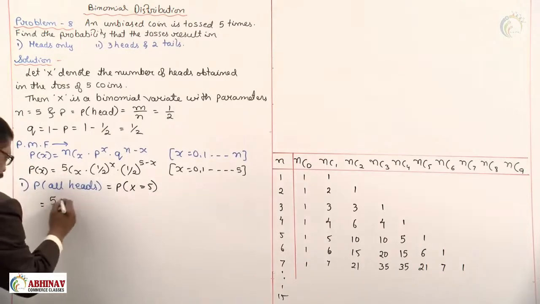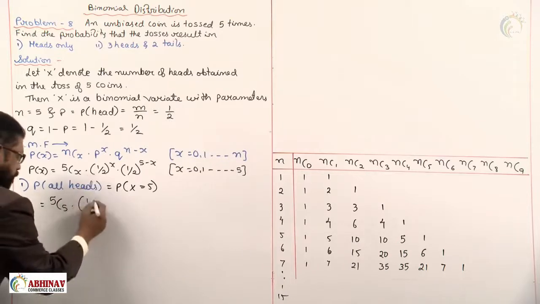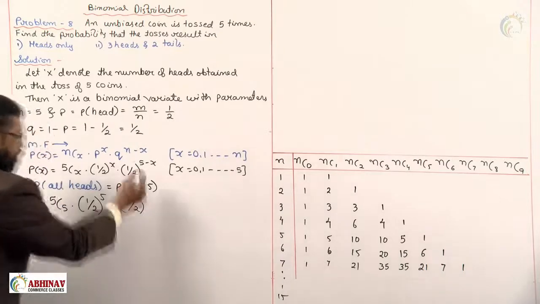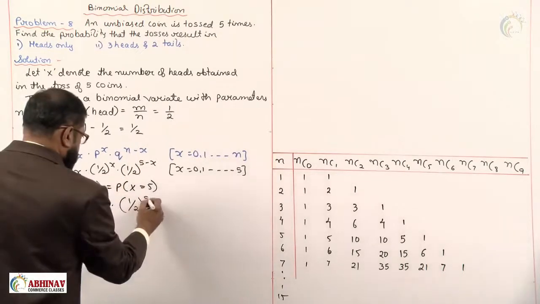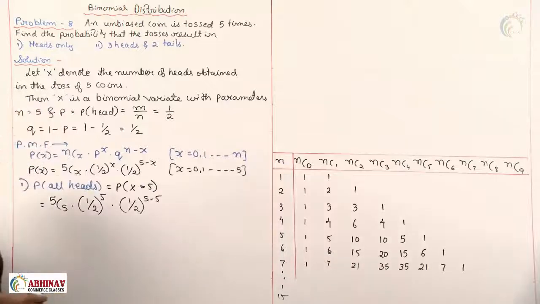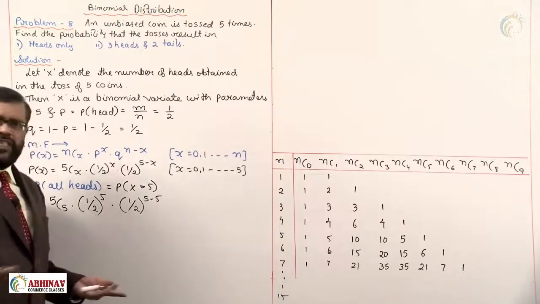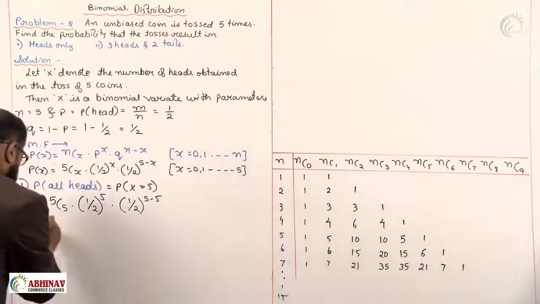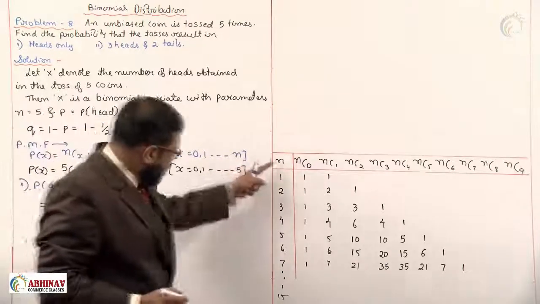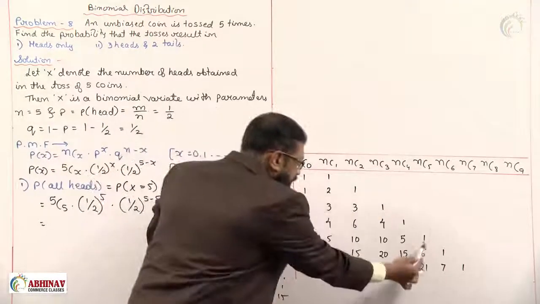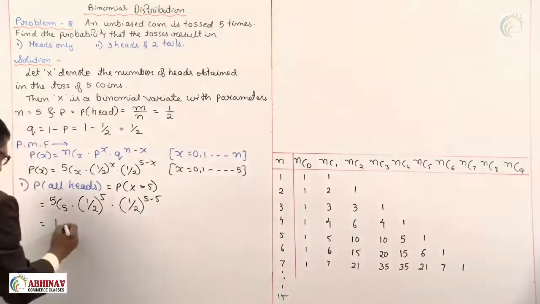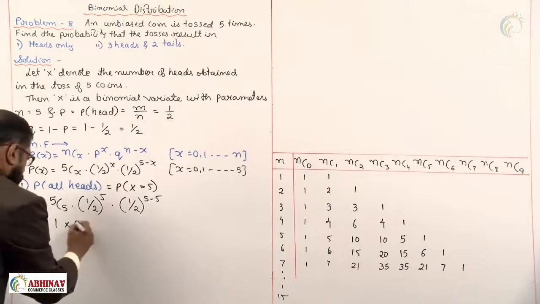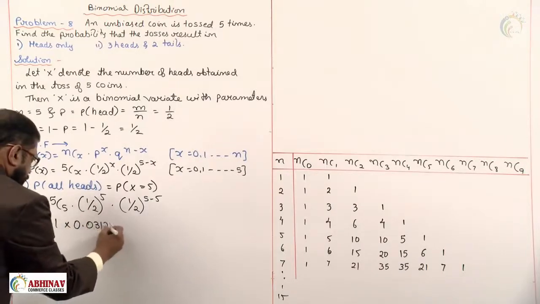That is equal to 5 combination of 5 into 1 by 2 raised to x, which is 5, into 1 by 2 raised to 5 minus x, that is 5 minus 5. Now 1 by 2 is 0.5. 0.5 will multiply 5 times. Here, first we want 5c5. Check out. 5c5 is 1. So 1 by 2 is 0.5. 0.5 raised to 5, what you get is 0.03125.